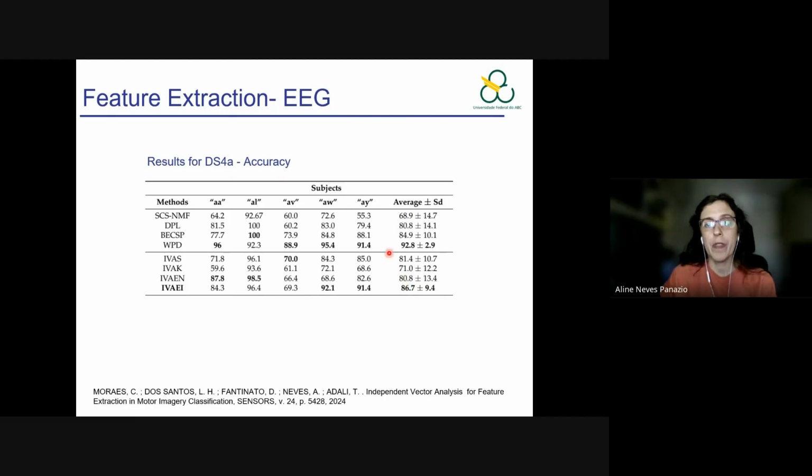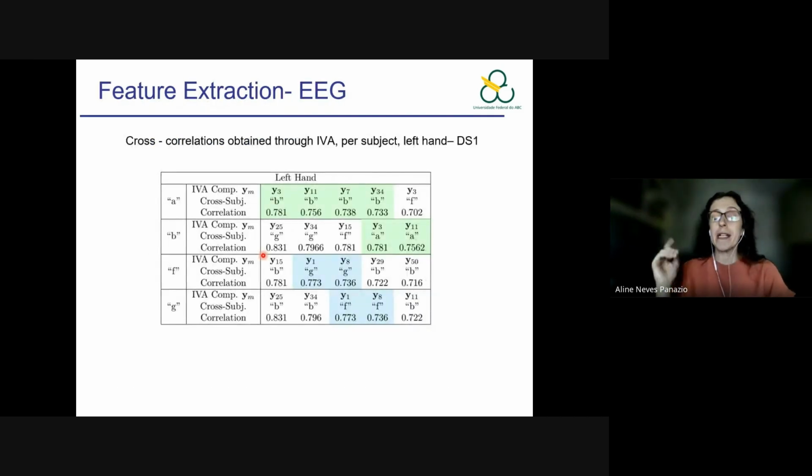If we compare with the benchmark, we are the second best. So it's a very interesting result, and it shows that IVA has the potential to enhance classification if we consider the motor imagery paradigm. But another interesting fact about IVA is that it explores the cross-correlation between different data sets. So it gives us the correlation between different subjects. So here, as an example, we use DS1, and for subject A, several components are highly correlated with subject B, for example. And the same thing can be done for all the other subjects.